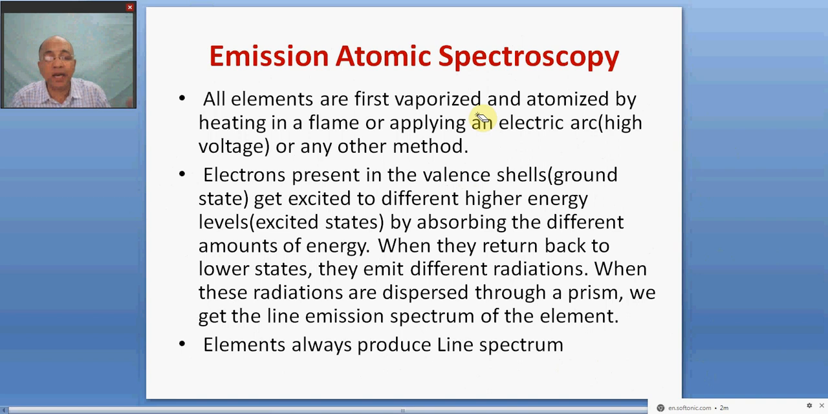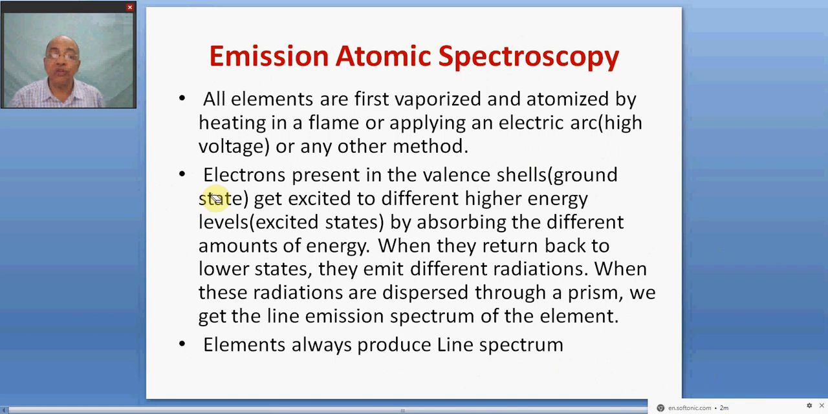And they have to be atomized. If it is a diatomic or polyatomic molecule like H2, O2, N2 or P4, S8, they have to be chopped off into atoms. Not only vaporized, but atomized, by using either heat in a flame, or high voltage, that is an electric arc, or any other method. Many advanced methods are the case nowadays to produce atomic elements in the vapor phase. We'll not talk about the details of that now.